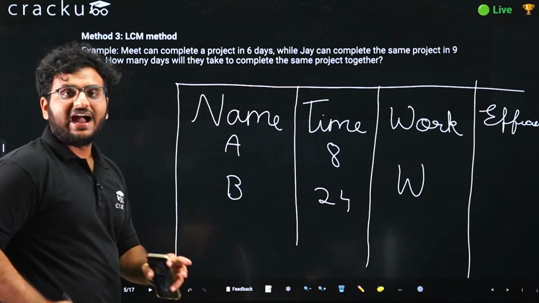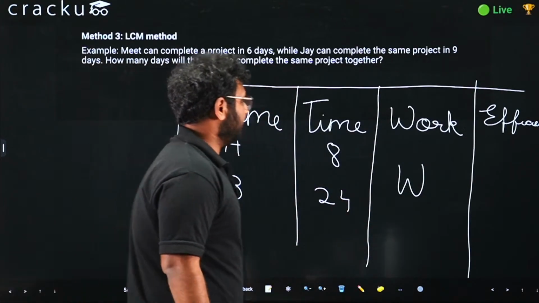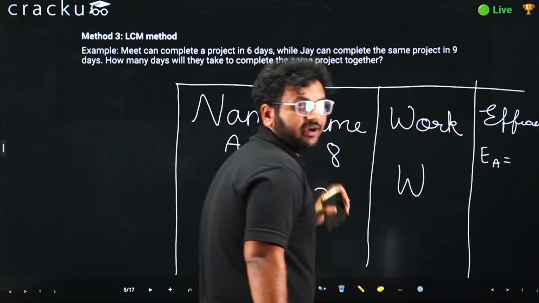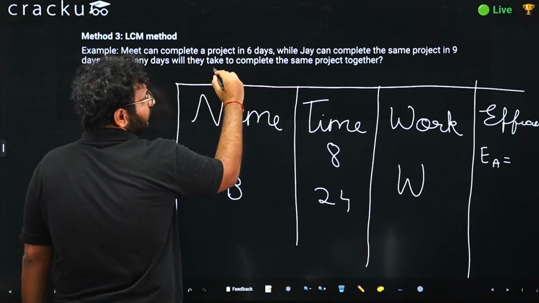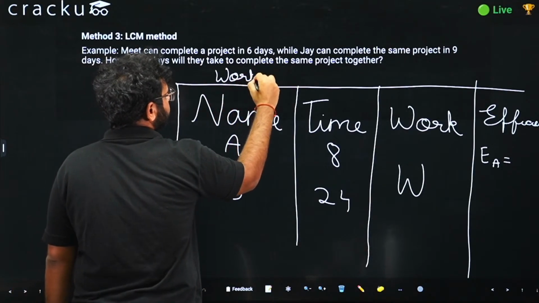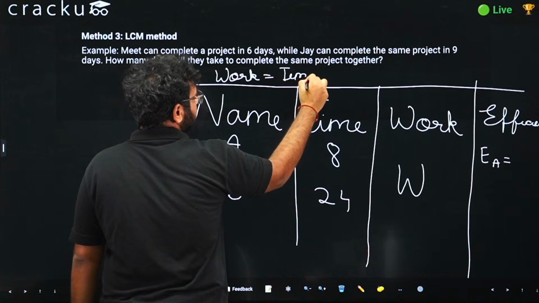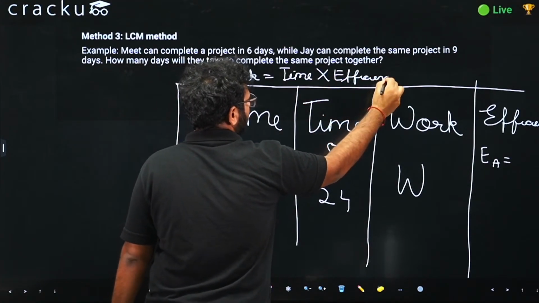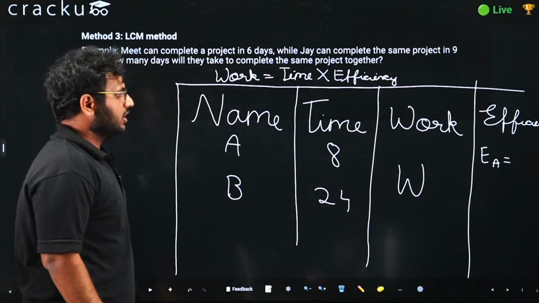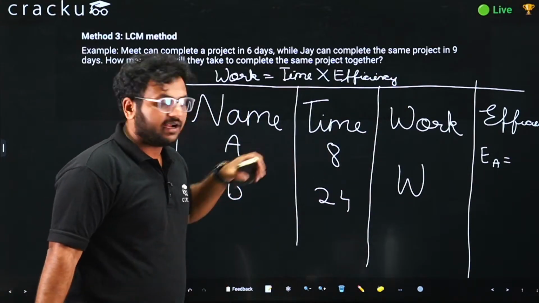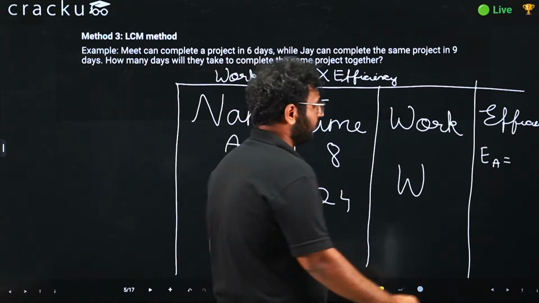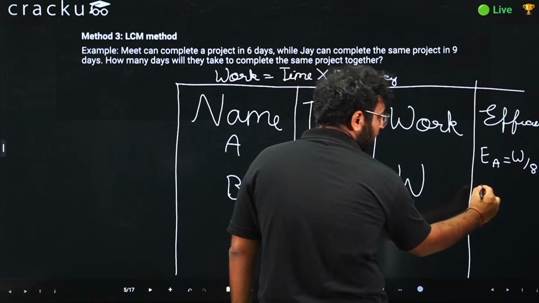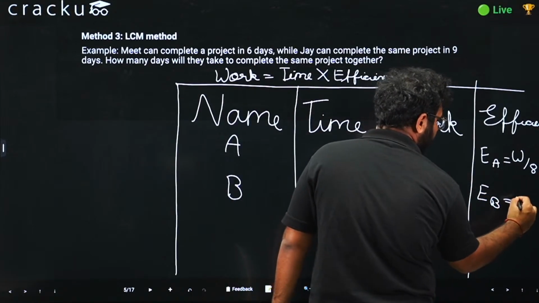Now I will find the efficiency of both of them. We know that work is equal to time into efficiency. So efficiency is work upon time. Efficiency of A would be W by 8, and similarly efficiency of B would be W by 24.